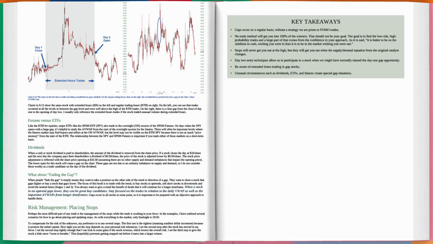What about fading the gap? When people fade the gap, it simply means they want to take a position on the other side of the trend or direction of a gap. They want to short a stock that gaps higher or buy a stock that gaps lower. The focus of this book is to trade with the trend, to buy stocks in uptrends, sell short stocks in downtrends, and avoid the neutral time stages 1 and 3.